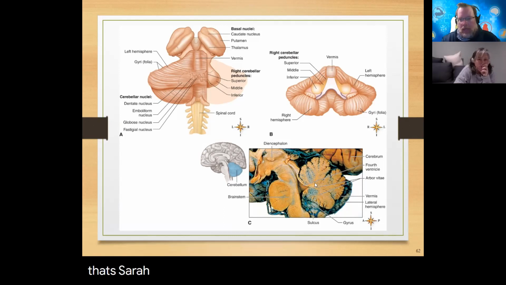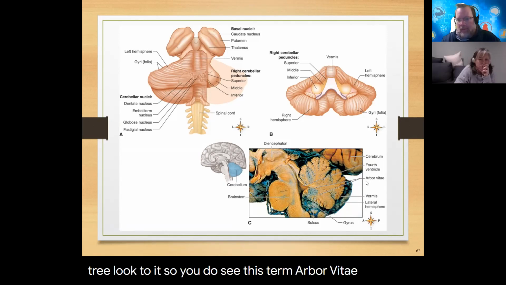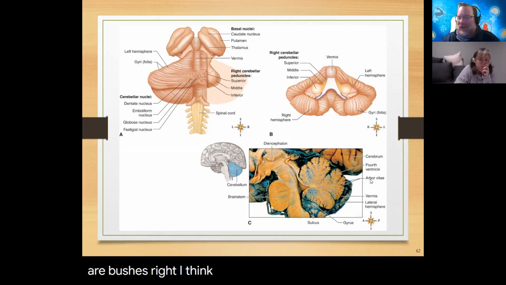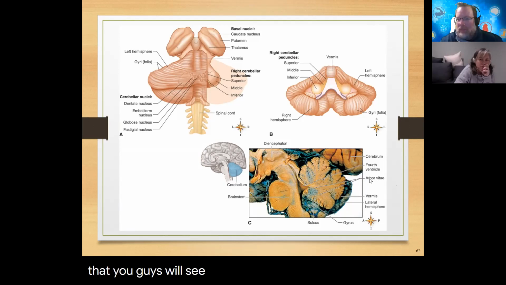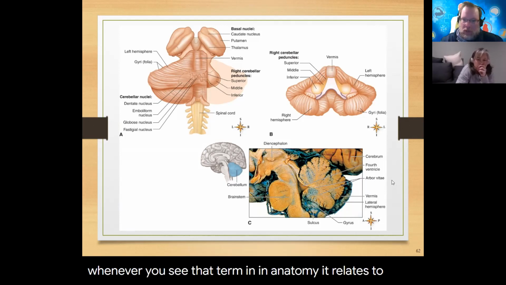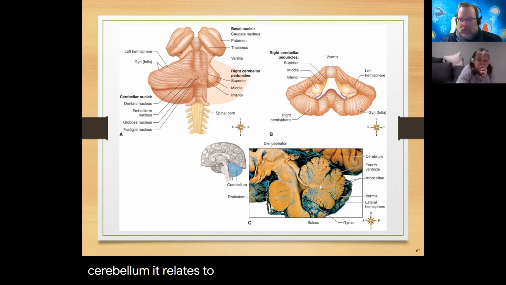Okay, so that's the cerebellum. When we dissect it, it has kind of a tree look to it. So you do see this term, arbor vitae. Those are bushes, right? I think my neighbor's got some arbor vitae. Those are those green, pyramidal shrubs that you guys will see. That means tree of life. Arbor means tree, and vitae has to do with life. So whenever you see that term in anatomy, it relates to the appearance of the cerebellum. Okay, so the arbor vitae of the cerebellum.